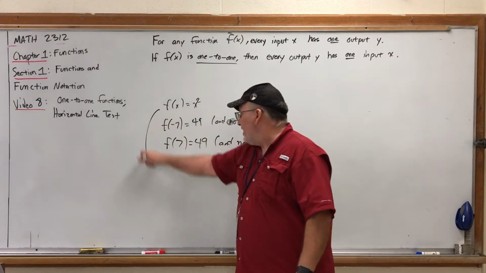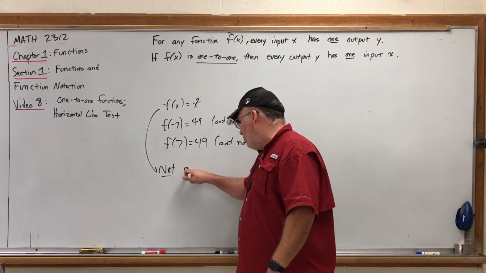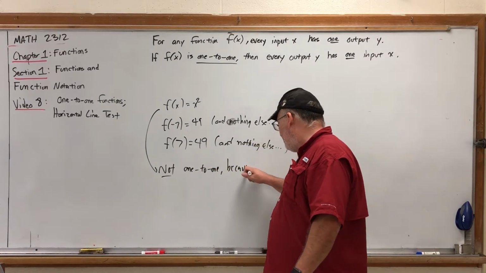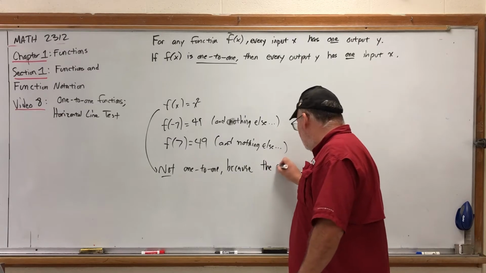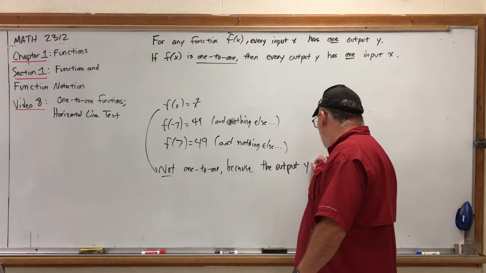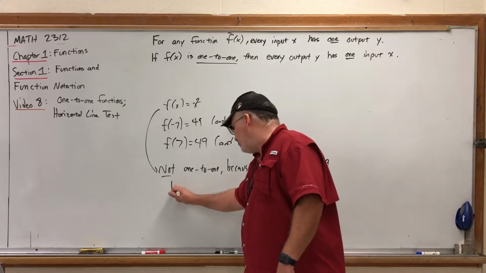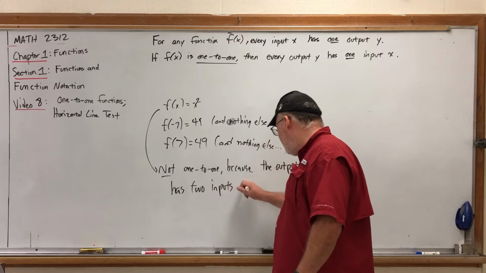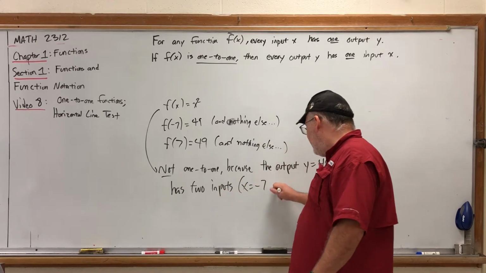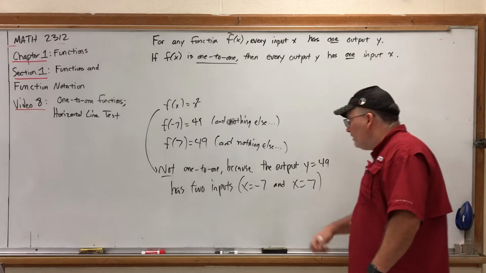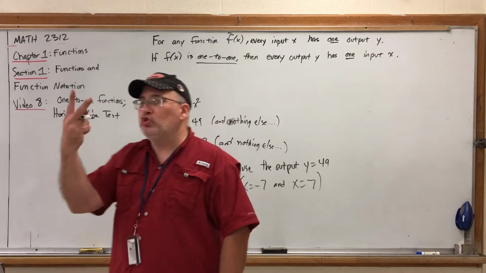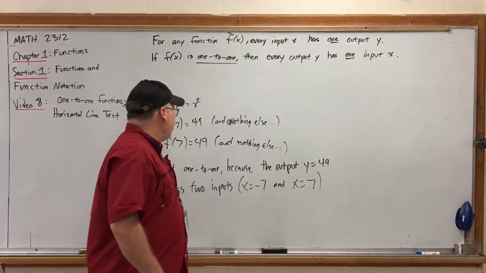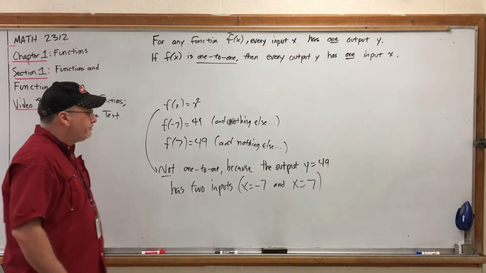In this case, f of x equals x squared is not one-to-one, because the output y equals 49 has two inputs. x equals -7 and x equals 7. This function would actually be called 2-to-1 because there are two x's for every one y. Well, except y equals 0, but let's overlook that one.